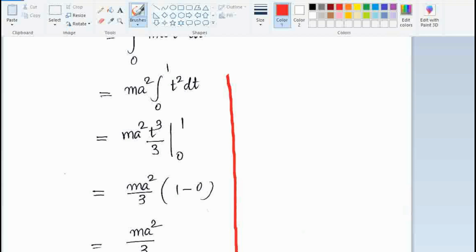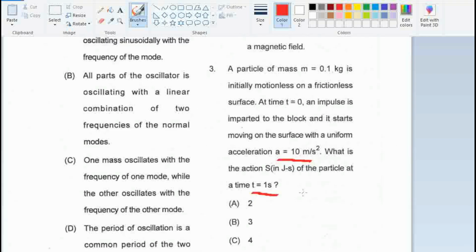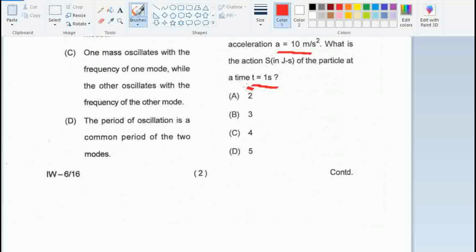You see, this is a simple derivation. So you will get 10 by 3. But in the question, in these four options, there is no such option of 10 by 3.